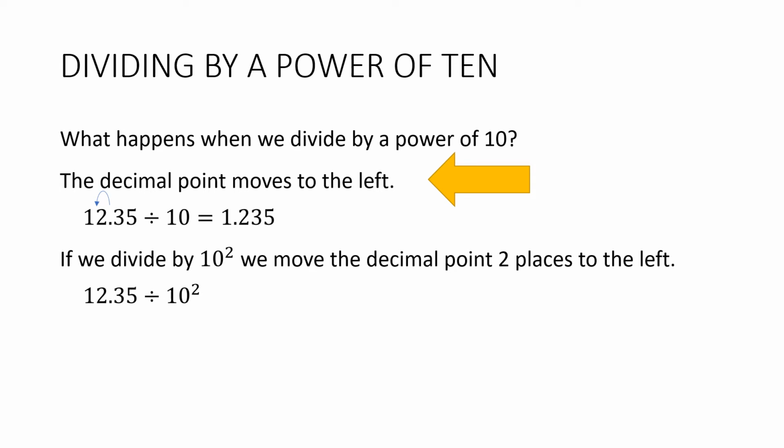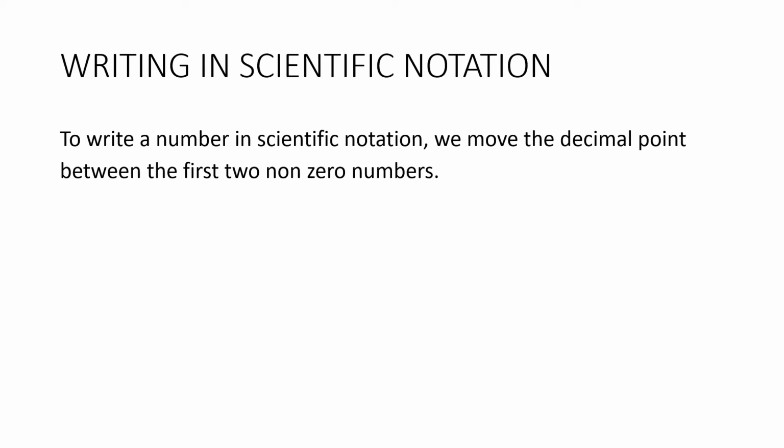Suppose we want to divide by 10 squared, we're going to move the decimal point 2 positions to the left. Here's our example, 12.35 divided by 10 squared, the decimal point is going to move 2 positions to the left, and we'll end up with 0.1235.